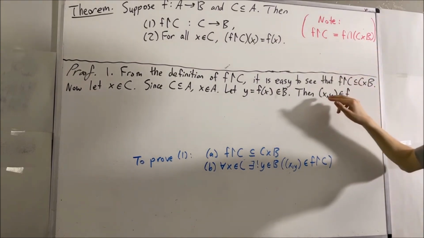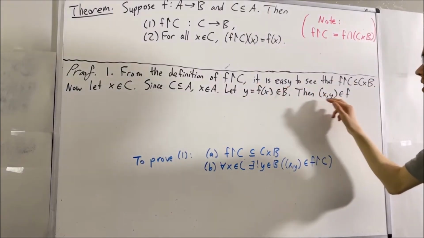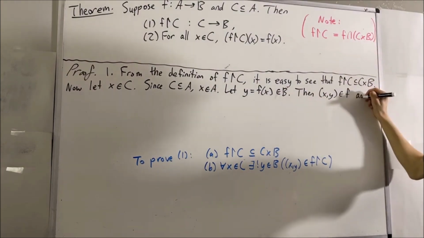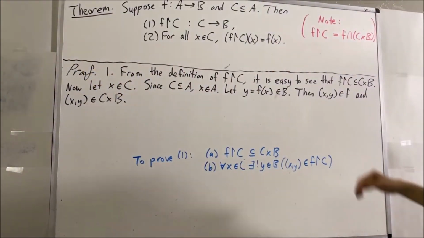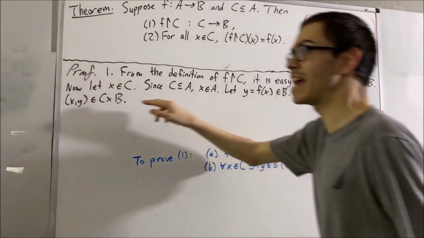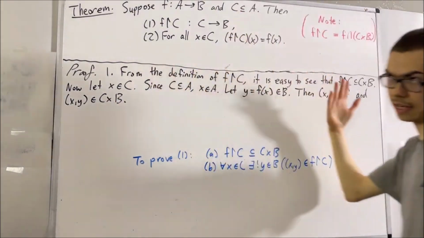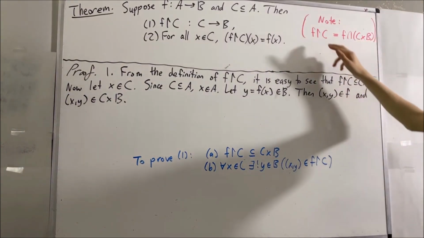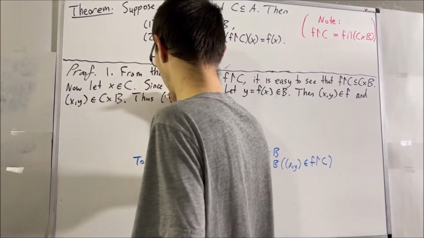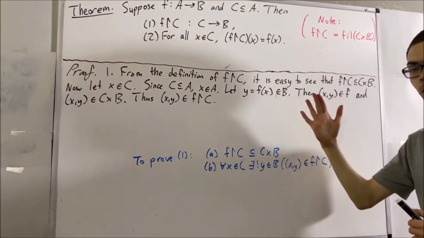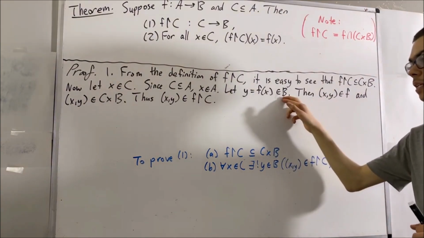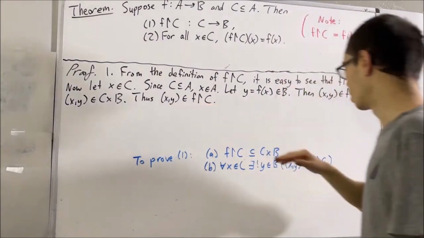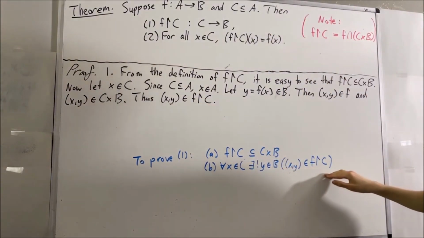But notice, we have that x is an element of C, and y is an element of B. So it follows that x comma y is an element of C times B. So since x comma y is an element of f and C times B, that is to say, x comma y is an element of this set, which means x comma y is an element of f restricted to C. And at this point, we have found an element in B, namely y, such that x comma y is an element of f restricted to C. So that proves the existence of this object.